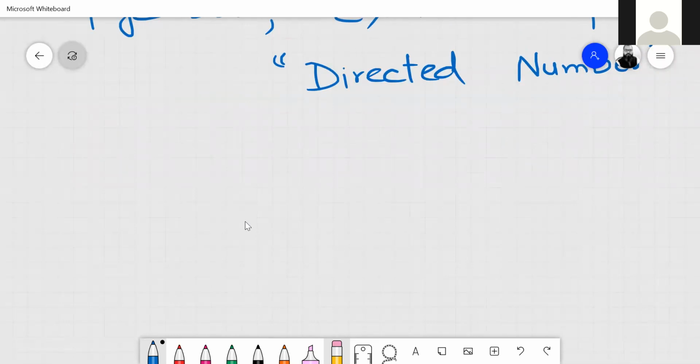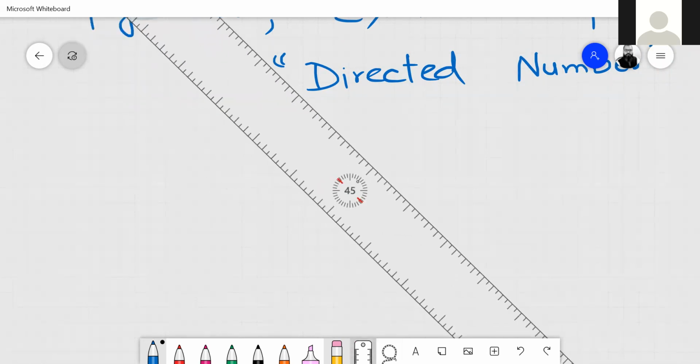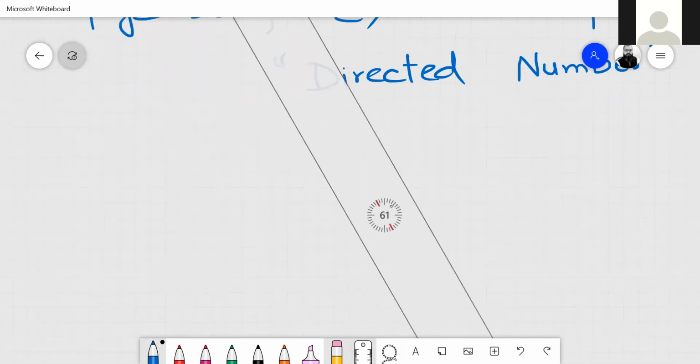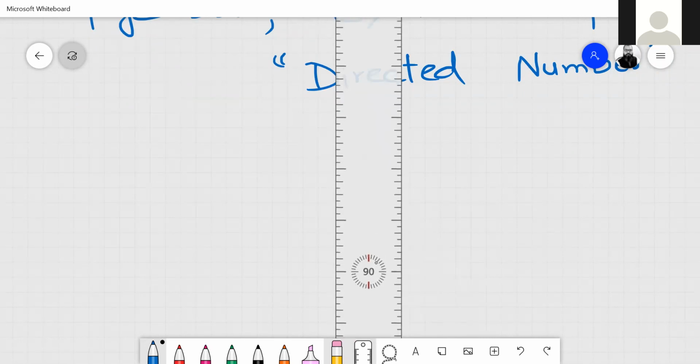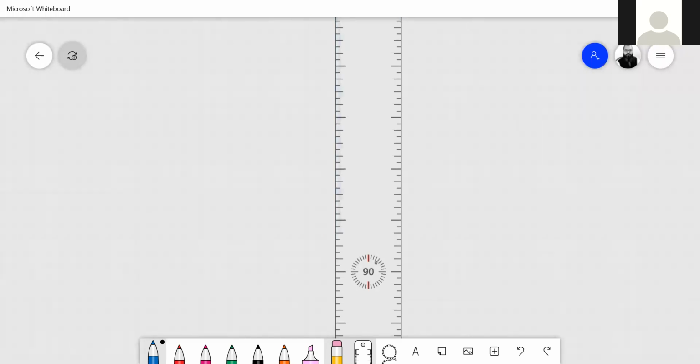Draw a centigrade thermometer and mark a scale on it, plus 4 and minus 10. Use your drawing to write the following temperatures. We will draw a line which we will consider a thermometer. Do you know what a thermometer is? A thermometer is the device which we use for finding out the temperature.